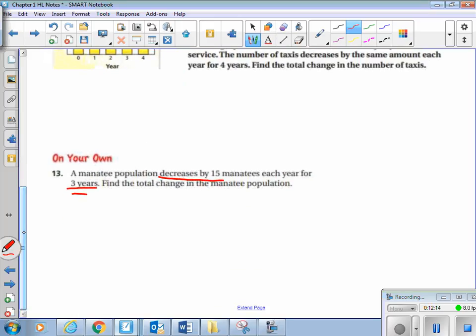So in number 13, since we are decreasing by 15, we use the integer negative 15 to represent that decrease. Each year, each means to multiply. For 3 years, my signs are different, therefore my answer is negative, and 15 times 3 would yield me 45. Therefore, the manatee population is decreasing by 45 after those 3 years.